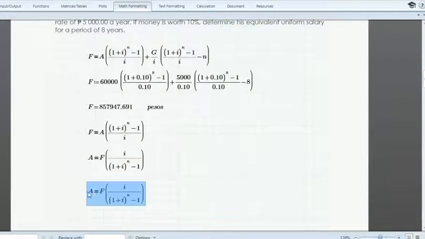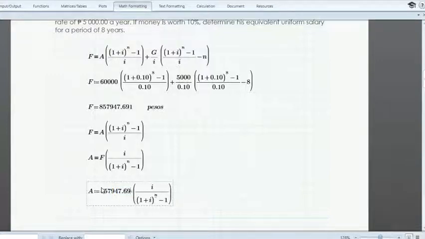So, anong lalagay nating value ni F? Ano yung future amount niya? E di itong na-solve natin na 857,947.691 pesos. Ano yung interest rate? 10%. So, 0.10. Ito din, may interest pa sa baba. So, we have 0.10. Ilang years nga yung kino-consider natin? 8 years. So, N is 8.